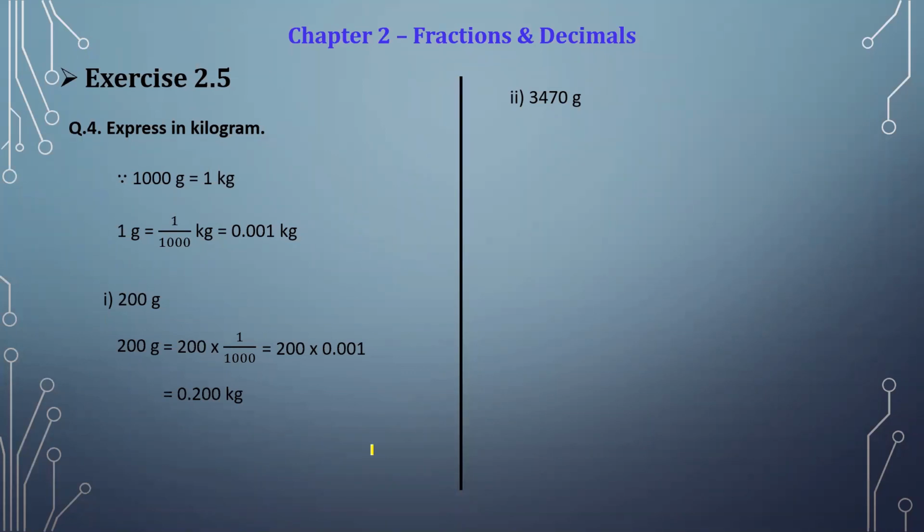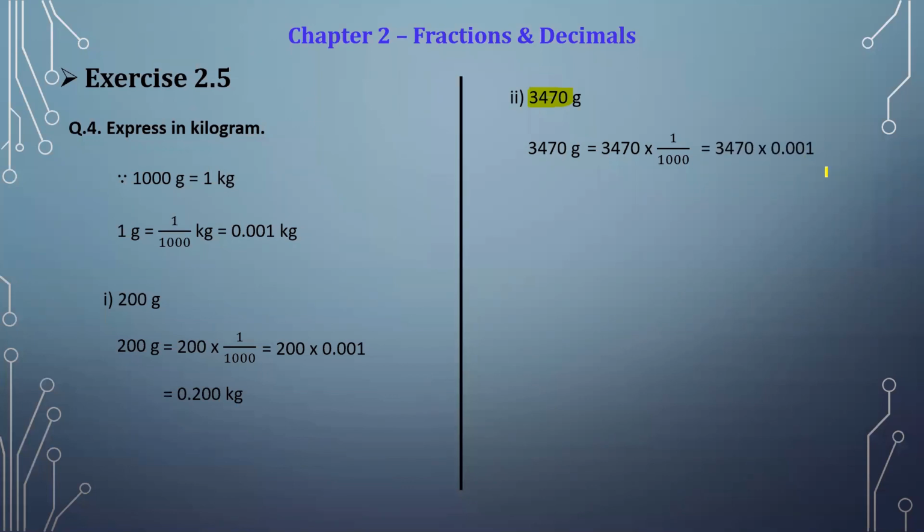Again the same methods we are going to follow. Whatever methods we have followed in the first example, only that method we are going to follow in the second example also. That means all the steps are going to remain the same and are not going to change. So in the first example, we had multiplied that 200 gram with the help of 1 upon 1000 or 0.001. In the same way here, for 3470 gram, we are going to multiply it by 1 upon 1000 or 0.001.